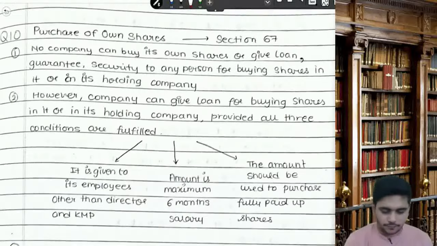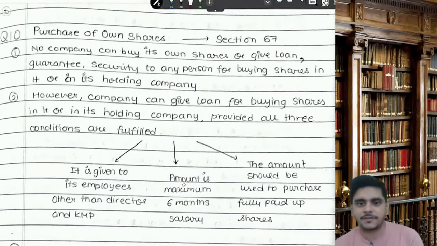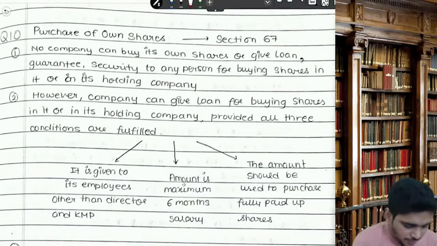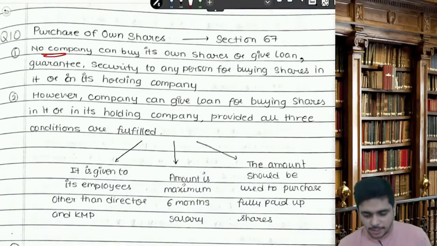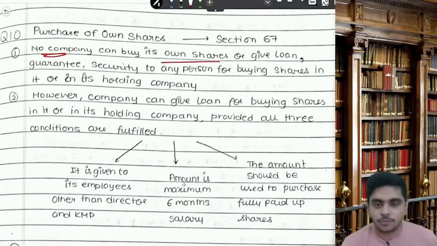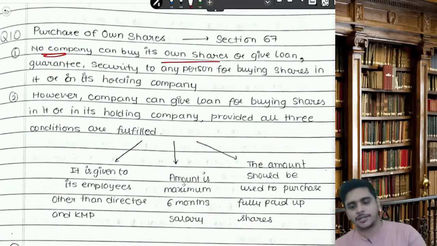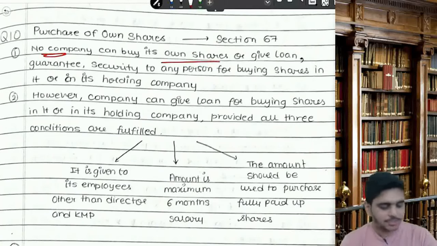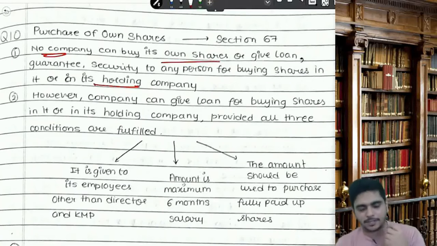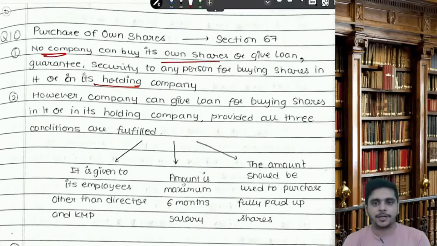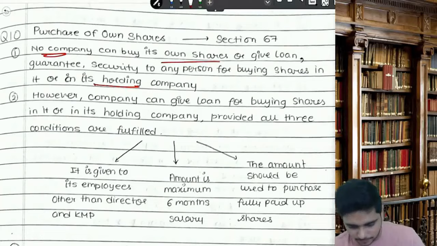Now, purchase of own shares. Section number is 67. No company can buy its own securities, that is own shares, or give a loan, guarantee, or security to any person to buy shares in its company or in its holding company.